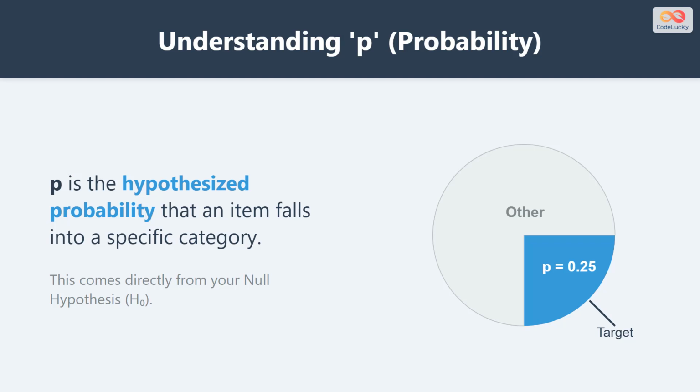Next is p. This represents probability. But it's not just any probability, it is the specific probability predicted by your null hypothesis. For example, if you assume a coin is fair, the probability of heads is 0.5.